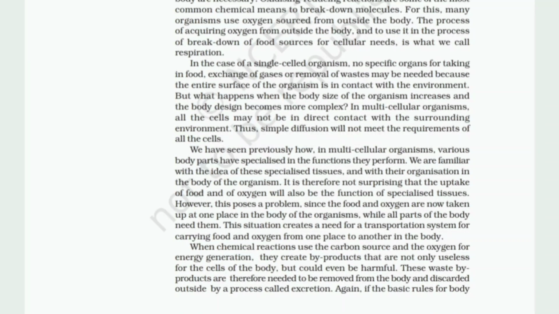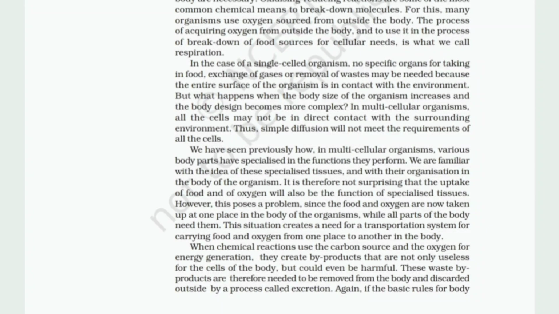In the case of a single-celled organism, no specific organs for taking in food, exchange of gases or removal of wastes may be needed because the entire surface of the organism is in contact with the environment. But what happens when the body size of the organism increases and the body design becomes more complex? In multicellular organisms, all the cells may not be in direct contact with the surrounding environment. Thus, simple diffusion will not meet the requirements of all the cells. We have seen previously how, in multicellular organisms, various body parts have specialized in the functions they perform.